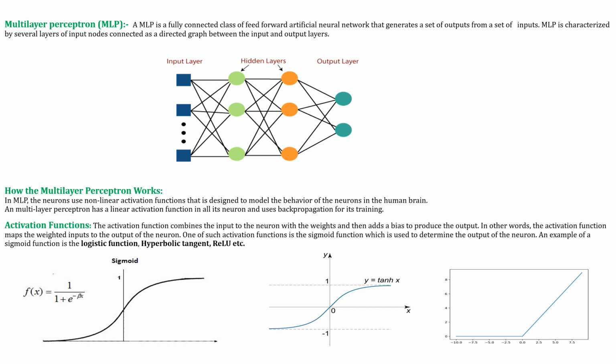And how does the multi-layer perceptron work? This is the most common question that we need to ask ourselves. It uses a nonlinear activation function that is designed to model the behavior of neurons in the human brain. It mimics the real activities of how our human brain works. Additionally, a multi-layer perceptron has a non-linear activation function in all its neurons and uses backpropagation for training.